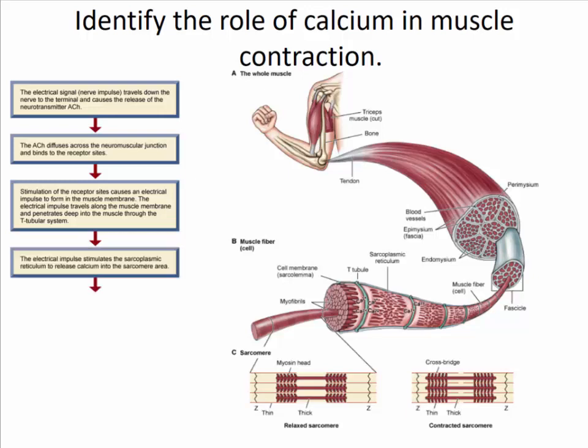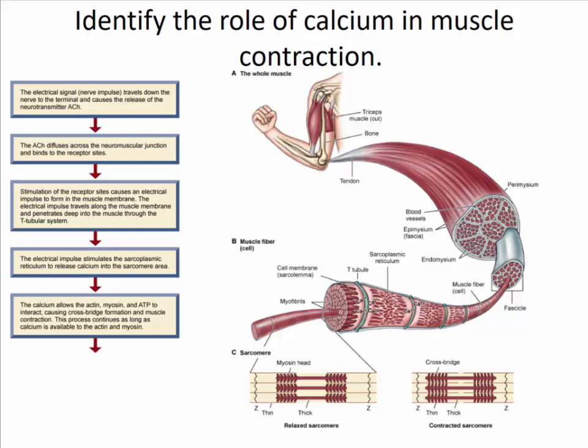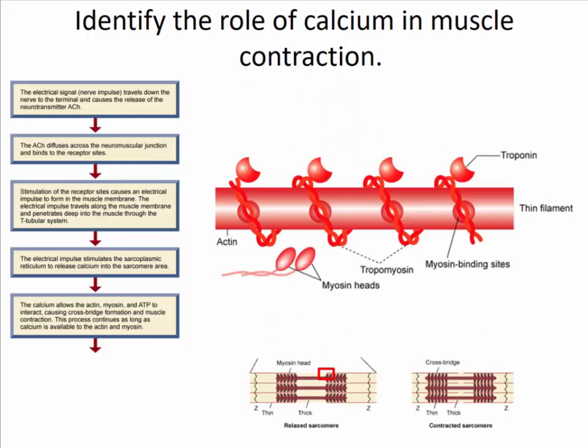As that signal travels down the T-tubule, the impulse stimulates the sarcoplasmic reticulum to release calcium into the sarcomere area. The calcium allows for actin, myosin, and ATP to interact, causing cross-bridge formation and muscle contraction. The process continues as long as calcium is available to the actin and myosin. So if we were to zoom in on this area here, we would see this.